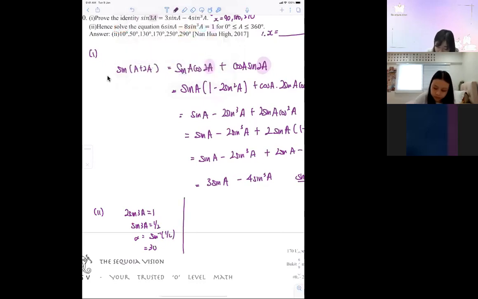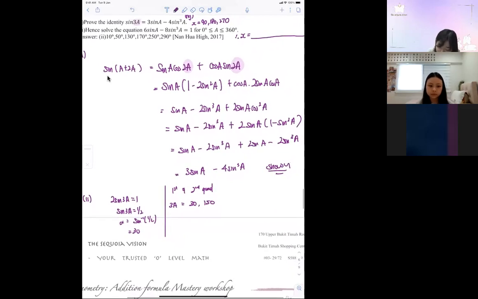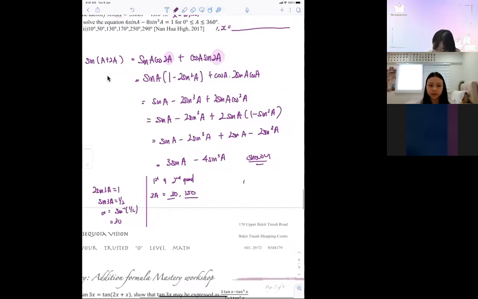Find basic angle, sine positive, I know that is first and second quadrant. So 3A is equals to 30 and 150. Only what must I do next after I find my quadrant value? You check the domain, then you times 3, then you add 360. Very good. Okay, so I change the domain, everything times 3. So everything can plus minus 360, but I can't minus because the smallest is 0. So everything you keep adding 360.